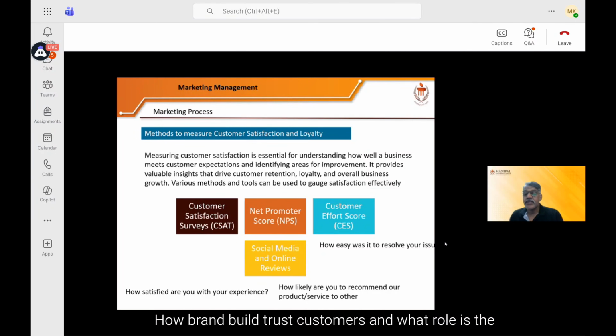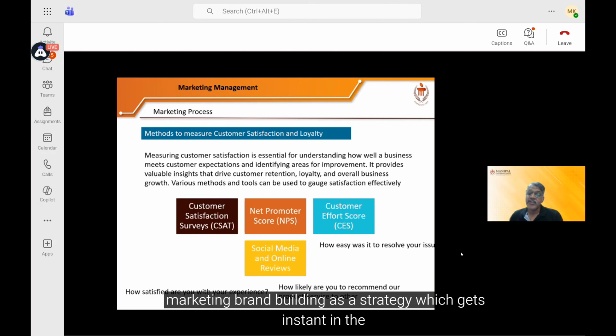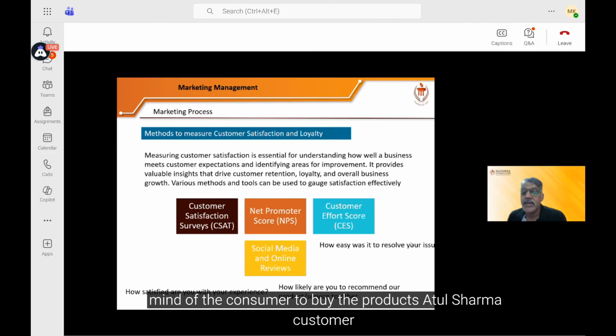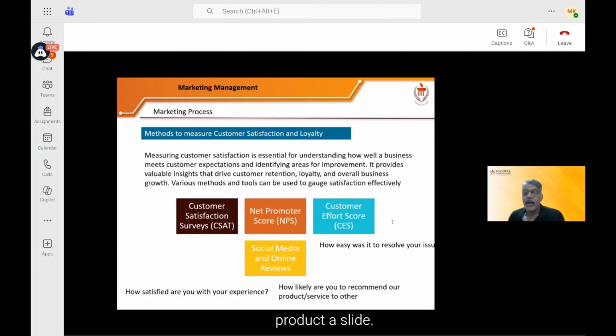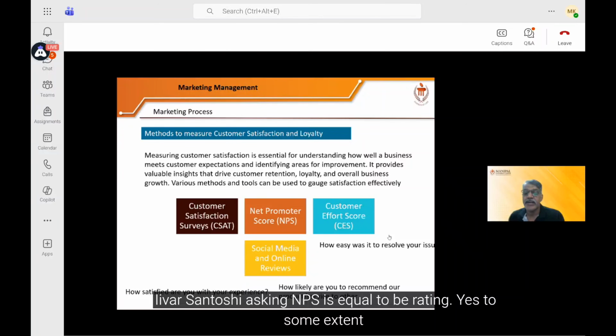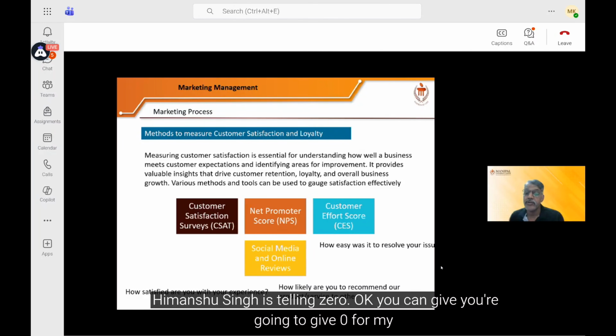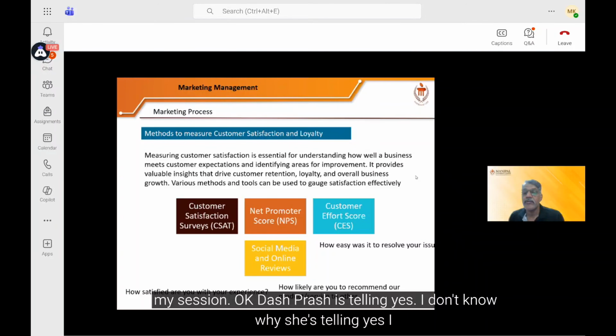How does a brand build trust with customers and what is the role of marketing? Brand building is a strategy which gets instilled in the mind of the consumer to buy the products. Atul Sharma, customer satisfaction. Okay, a customer satisfaction survey can help to improve service and product. Yes, Santosh is asking NPS is equal to a rating. Yes, to some extent. Himanshu Singh is telling 0. Okay, you can give 0 for my session. Dash Prash is telling yes. I don't know why she's telling yes.